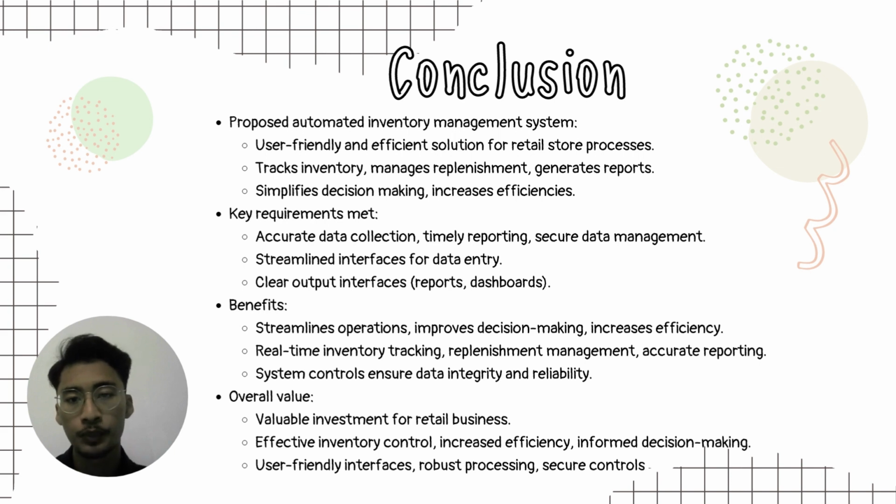For the conclusion, point number 1 is that the proposed automated inventory management system is a user-friendly and efficient solution for retail store processes. It tracks inventory, manages replenishment, generates reports, simplifies decision making, and increases efficiency. The second point is key requirements met: accurate data collection, timely reporting, secure data management, streamlined interfaces for data entry, and clear output interfaces such as reports and dashboards.